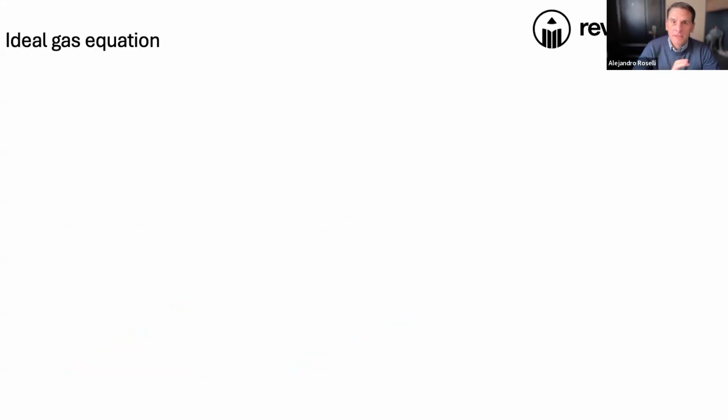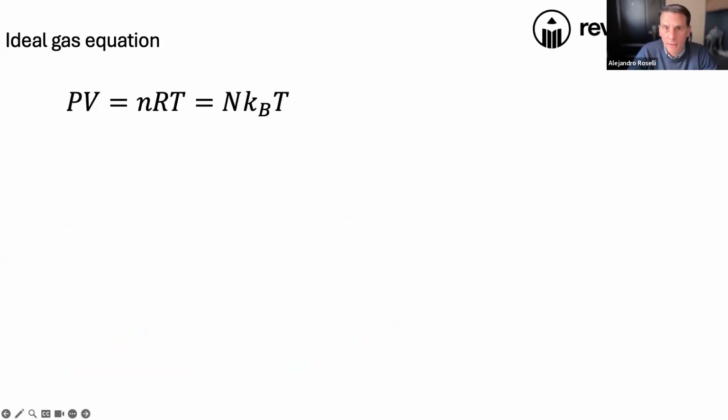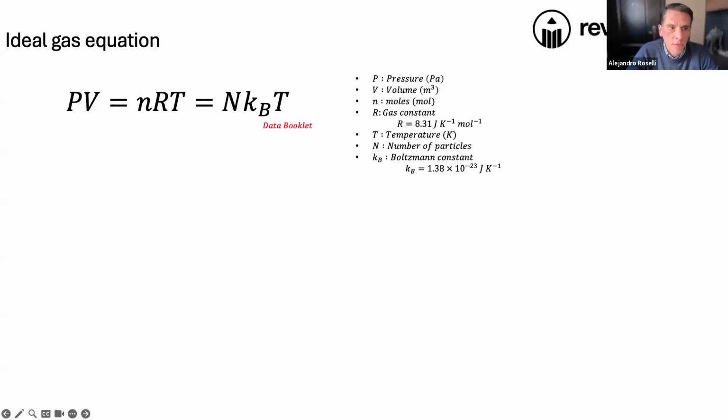Now, all of these magnitudes, pressure, volume, and temperature, and also one dedicated to the amount, the number of particles that we have, can be summarized into the ideal gas equation. This is, once again, one of the equations that you will find in your data booklet. Let's go quickly through what each of those symbols represents.